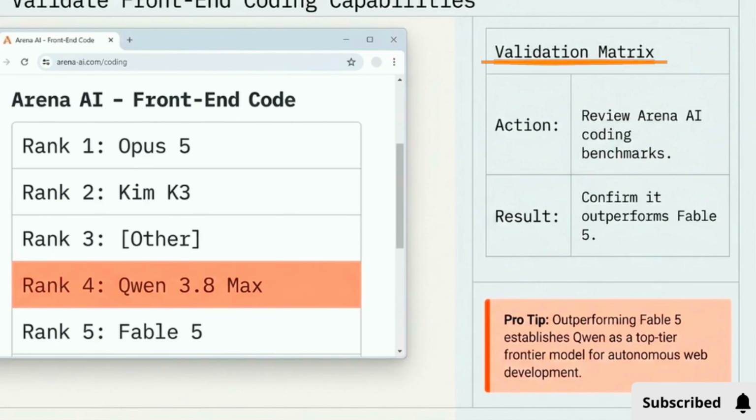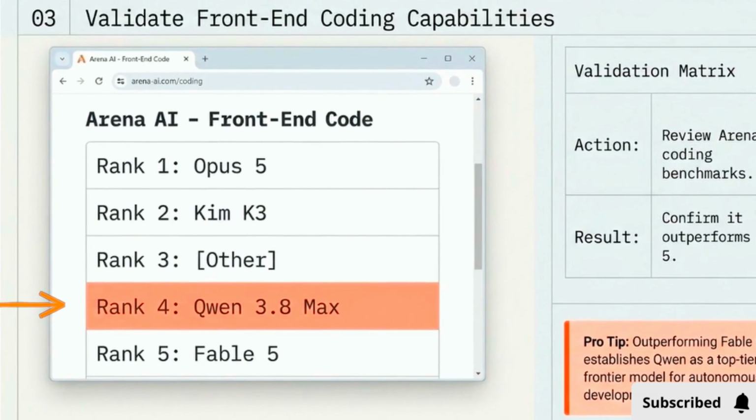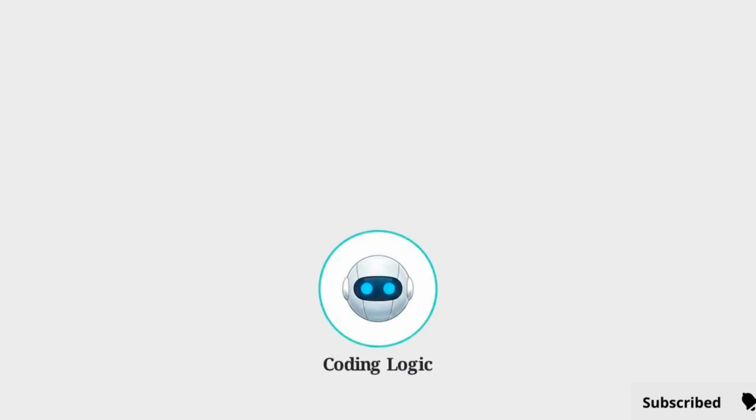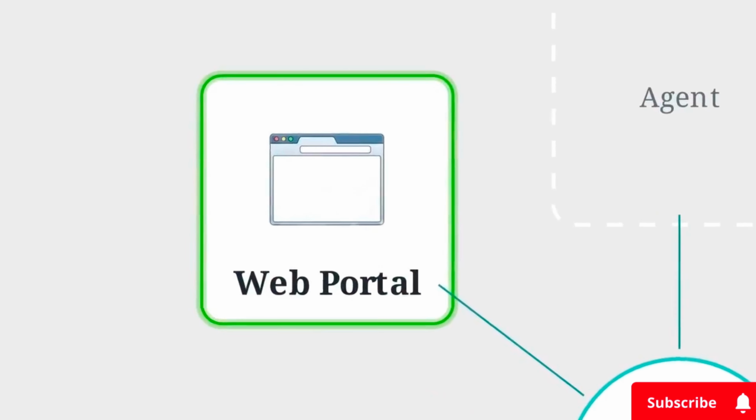This validation matrix confirms the model's logic capabilities. In front-end coding benchmarks, Qwen 3.8 Max consistently outscores top proprietary models like Fable 5. To leverage that coding logic, you need to configure an environment that can handle complex agentic workflows. We'll start with the most accessible layer.